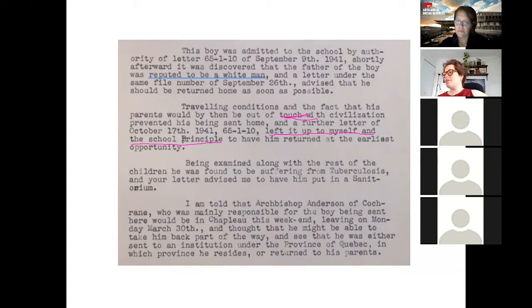And then someone else here has highlighted the role that the school principal and the person who wrote the letter, who's the Indian agent, took as the people who had authority over managing this child. Just going to save these and then clear to move to the next slide here.